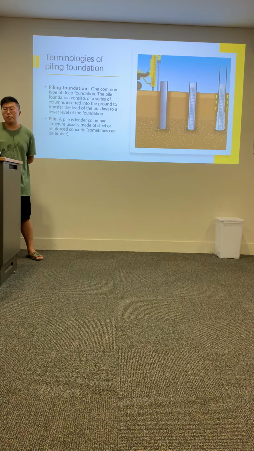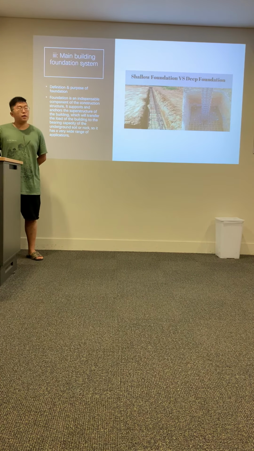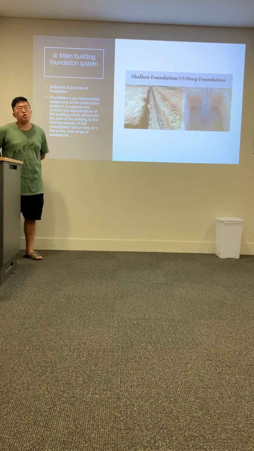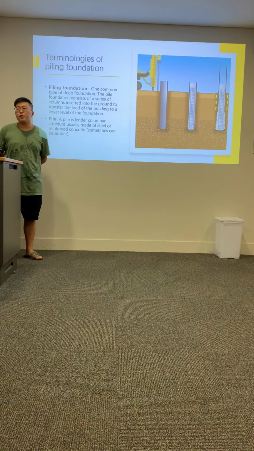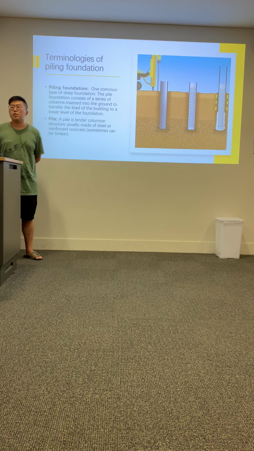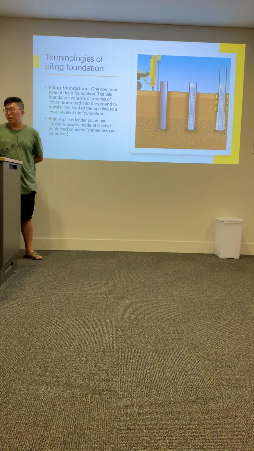Terminology of piling foundation. Piling foundation is a common type of deep foundation. As we can see from this image, the two foundations are shallow foundation and deep foundation, and piling foundation is a common type of deep foundation. The pile foundation consists of a series of columns inserted into the ground to transfer the load of the building to a lower level of the foundation. A pile is a linear columnar structure, usually made of steel or reinforced concrete, sometimes timber.